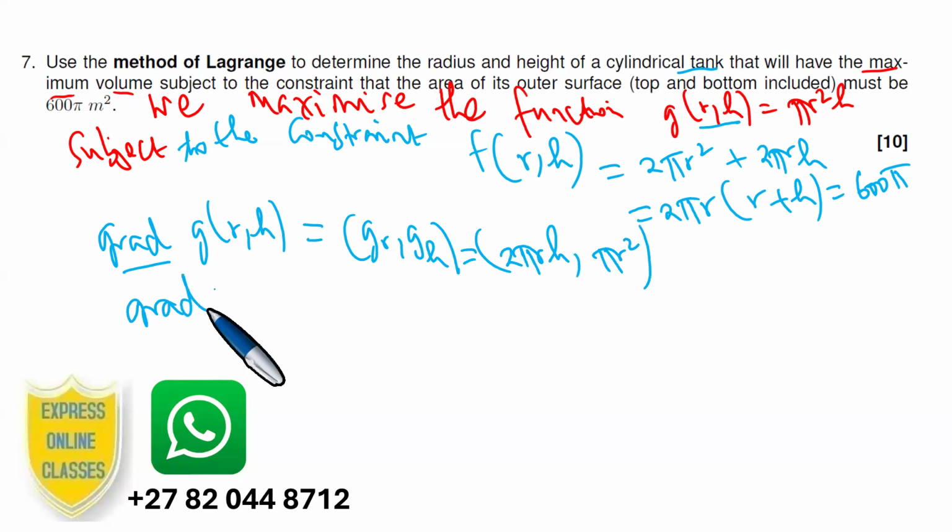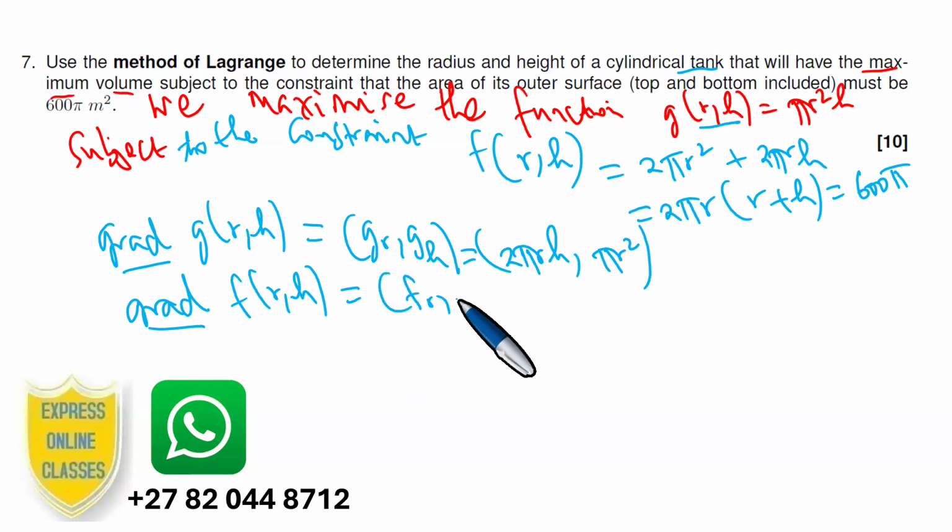Which is F(r,h). We find the gradient of F(r,h), which is F_r, F_h. Okay, F is this one, but we want to find its derivative, right? Its gradient.